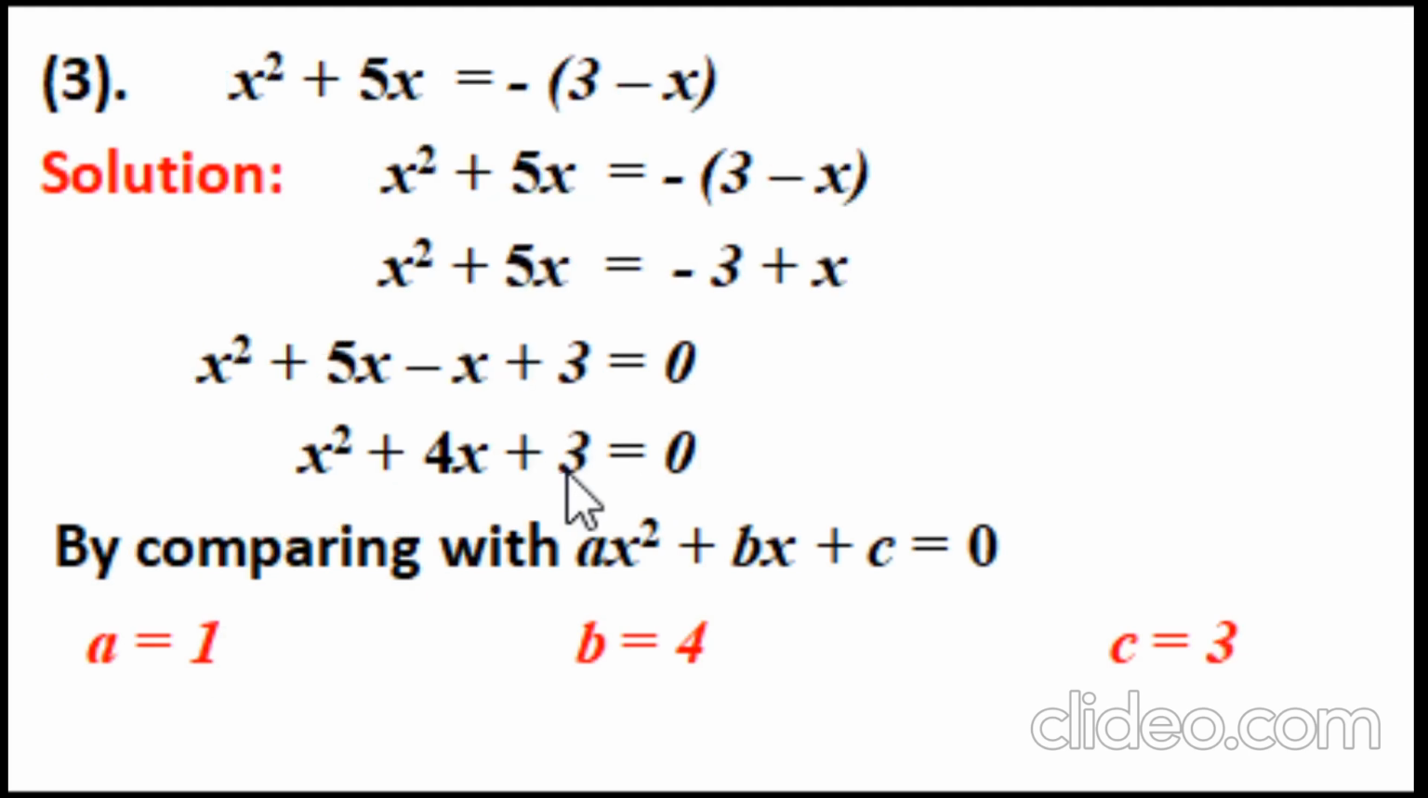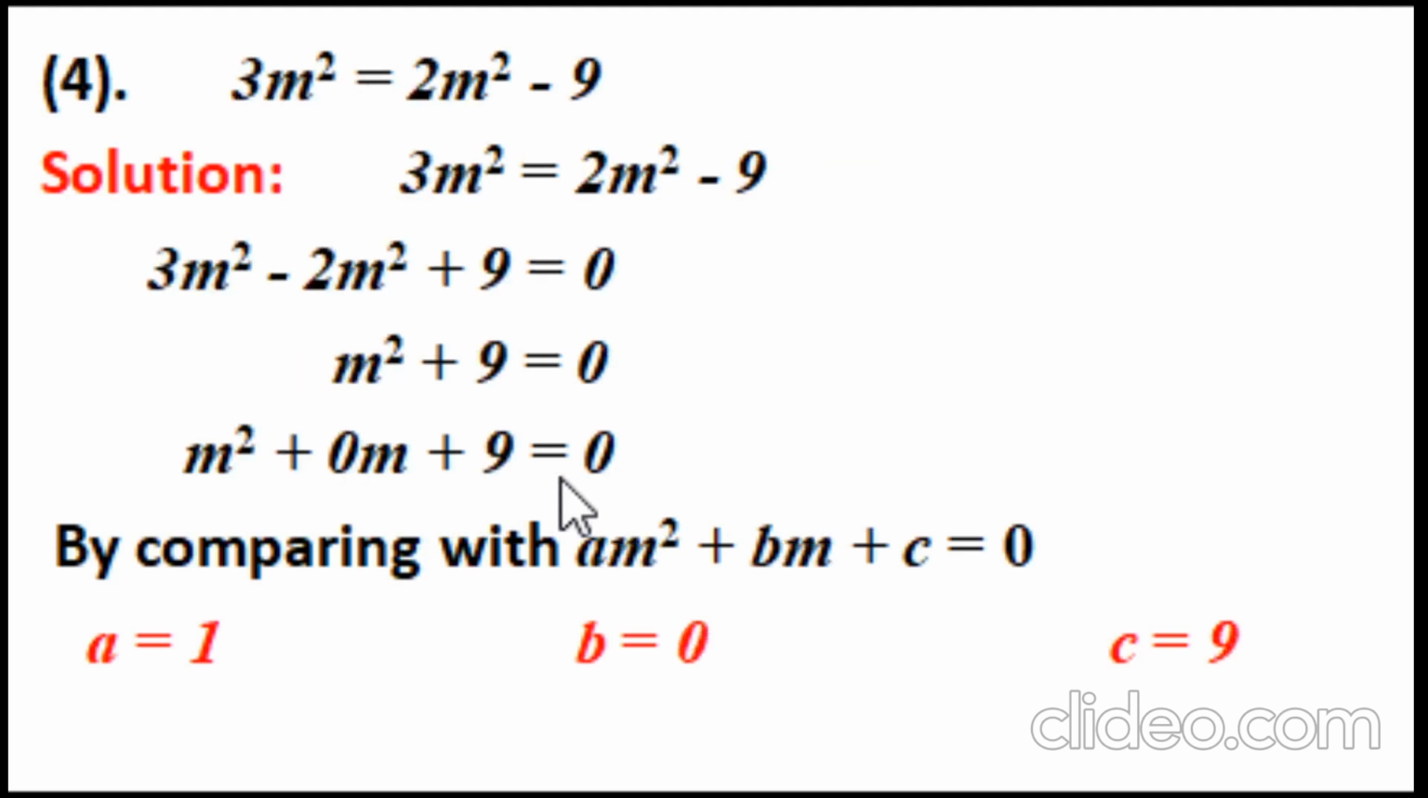Third one, x square plus 5x is equal to minus bracket 3 minus x. So x square plus 5x, open the bracket, minus 1 into 3, minus 3, minus 1 into minus x, plus x. So rearranging, we get x square plus 4x plus 3 is equal to 0. So comparing with x square plus bx plus c, we get a 1, b 4 and here c 3.